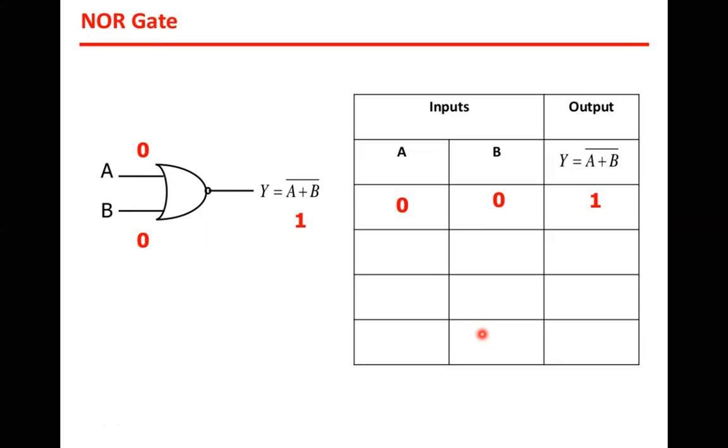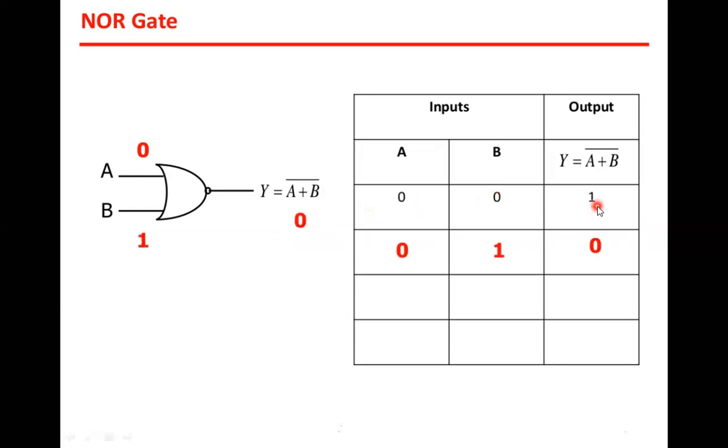Now just understand the truth table. The first condition is 0 and 0. So what is the output? The Boolean expression for this NOR gate is A plus B whole bar. So 0 plus 0 is how much? 0. 0's complement is how much? 1. So when A is 0 and B is 0, the output is 1.